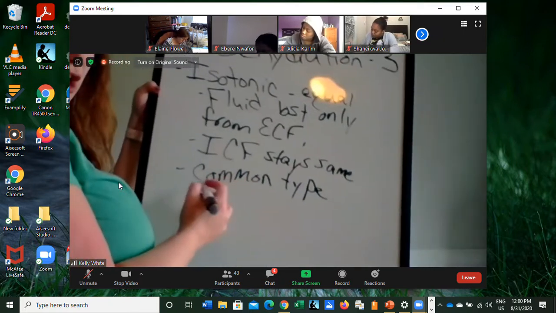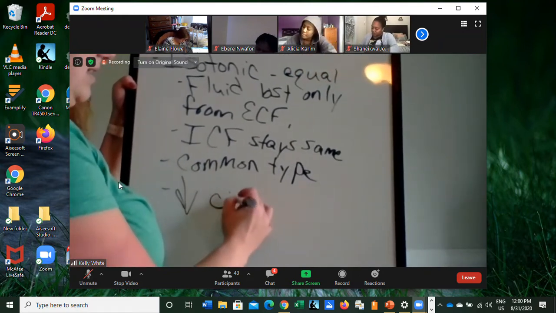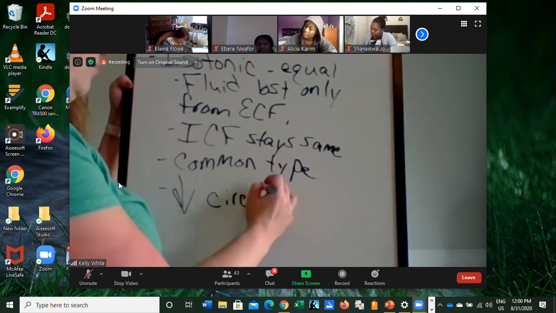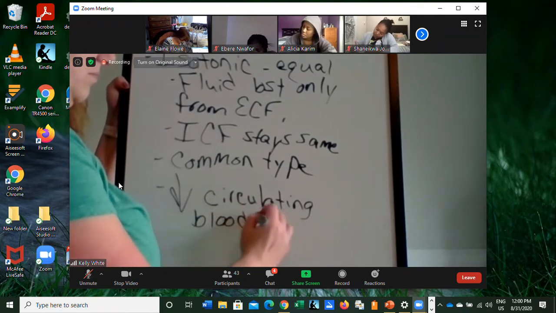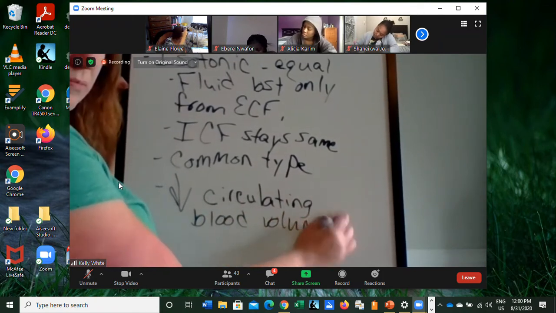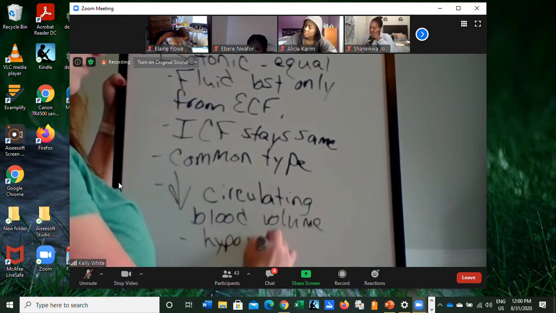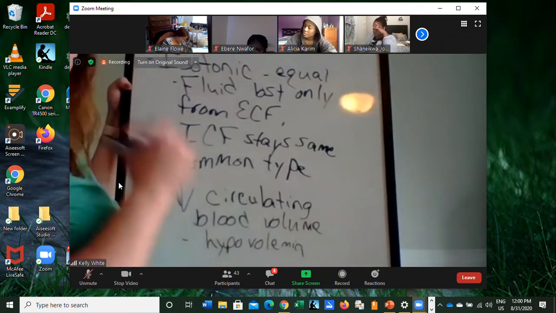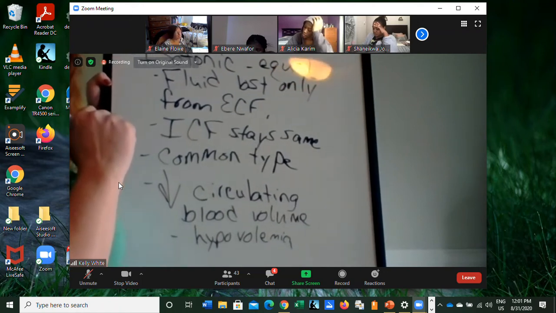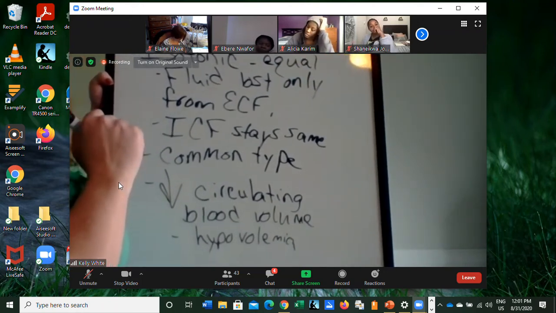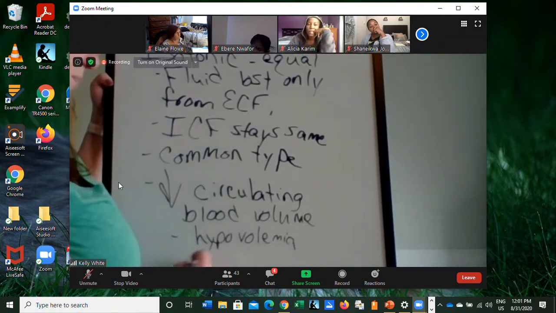And this is where you have a decrease in circulating blood volume, or we'll call it hypovolemia. So if we don't have enough fluid to be carrying around fluids and oxygen, that's going to give us poor tissue perfusion.